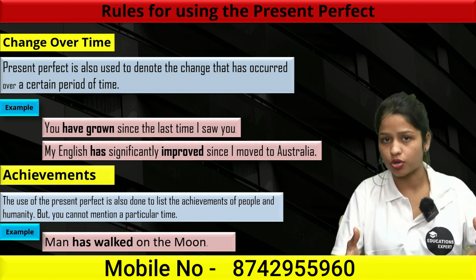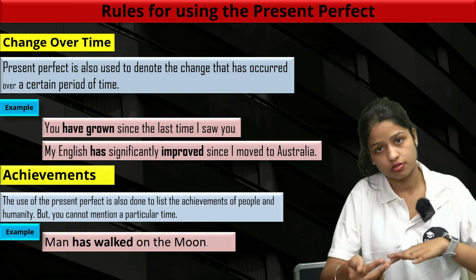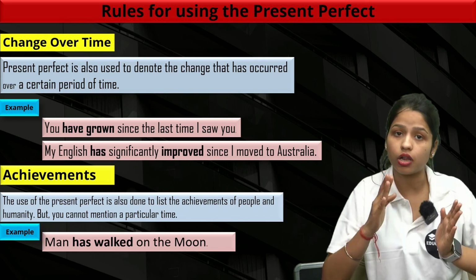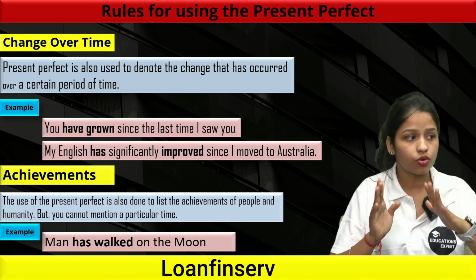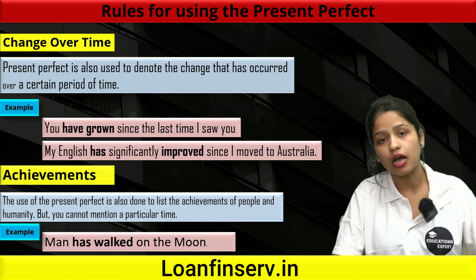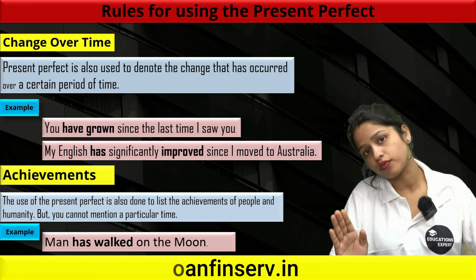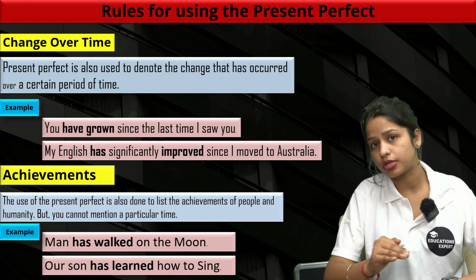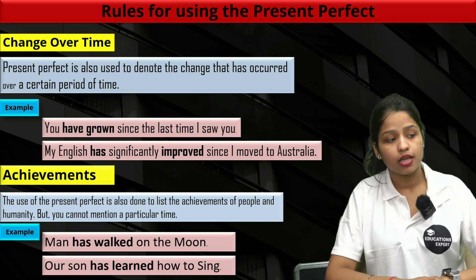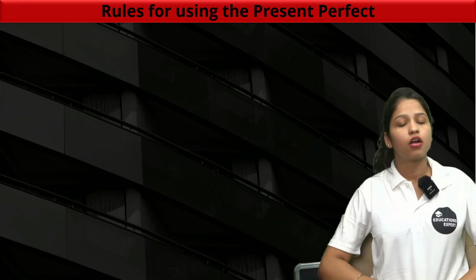That's an achievement, obviously. But we're not talking about the particular time. When did man walk on the moon? We're not talking about that. We cannot and we should not use that. You have to keep it in mind. Next up, we have our son has learned how to sing. Right? With this sentence also, you should have noticed that we are not mentioning a particular time period. I'm just telling you our son has learned how to sing. I hope this is clear. Let's move forward. All right.